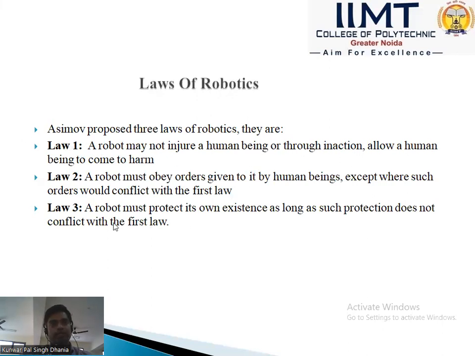So the first law couldn't be violated in any case. Third law says a robot must protect its own existence. Means the robot must have enough strength that it could sustain itself. A robot must protect its own existence as long as such protection does not conflict with the first law. Here also it would not conflict with the first law.